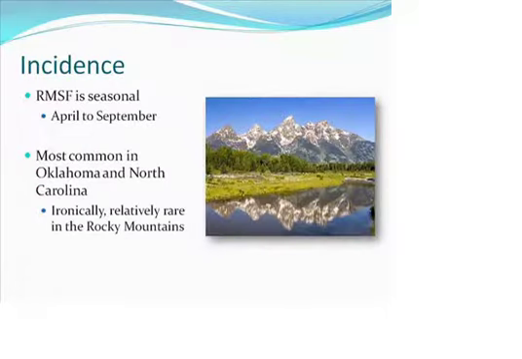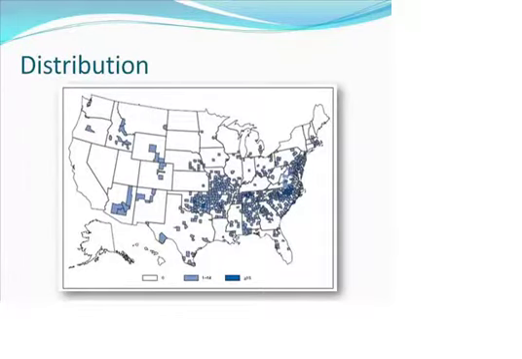Rocky Mountain spotted fever is considered a seasonal illness, as around 90% of all cases are reported between the months of April and September each year. Contrary to its name, Rocky Mountain spotted fever is most common in North Carolina and Oklahoma, which compose 35% of yearly cases. The entire Rocky Mountain region, however, only contains 3% of cases. Between 800 and 1,200 cases are reported each year in the United States. This figure makes the previous statements even more apparent.